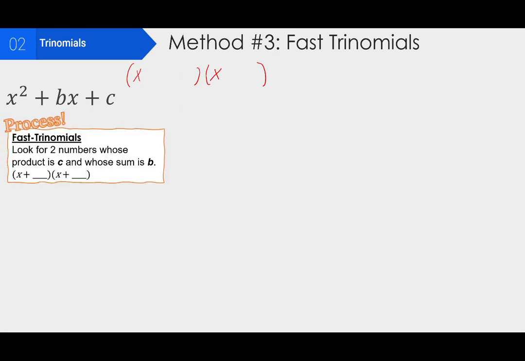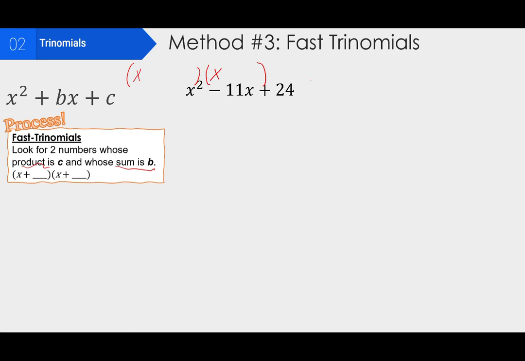Okay? So for fast trinomials, you're going to look for 2 numbers whose product, meaning multiplication, is c, and whose sum, meaning addition, is b. And it'll look something like this. You're going to fill in the blanks with those 2 numbers. Let me give you an example. So here is a fast trinomial, you know, because there's just a 1 at the front. x squared minus 11x plus 24.